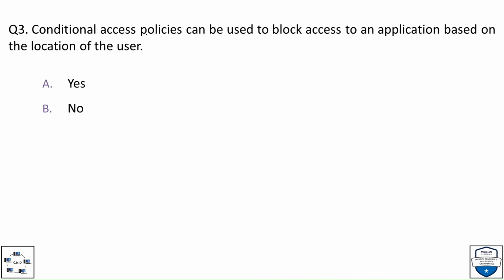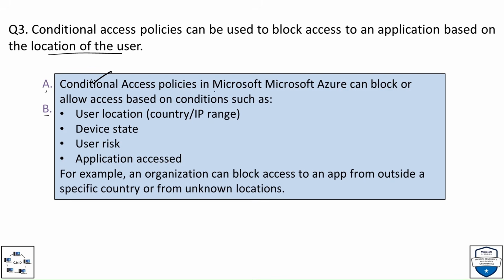Question number 3: conditional access policies can be used to block access to an application based on the location of the user. And the options are again yes and no. And the correct option is yes. So as we said in the previous question, we can define that if a user logs in from a new location or from a geographically very far location from his or her usual location, then the conditional access policy can block the access to the application.